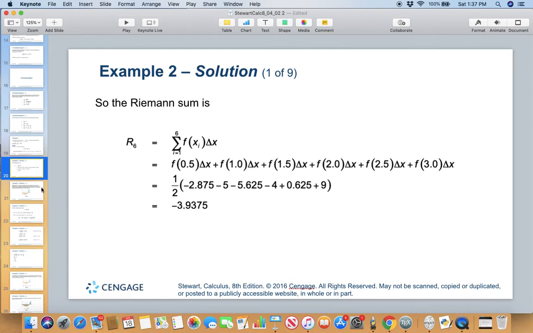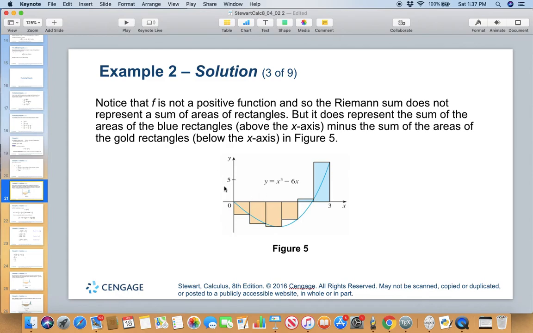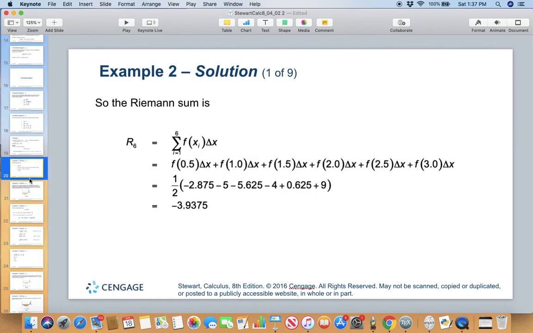Why is it negative though? Aha, because f is not a positive function. It has some positive parts and a lot of negative parts. So the negative outweighs the positive, and that's why your Riemann sum turned out to be negative.